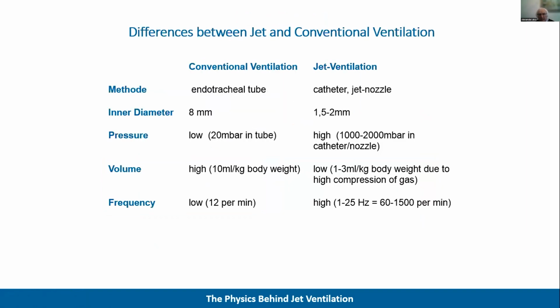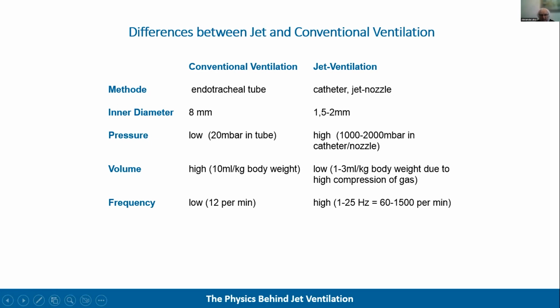Here you can see the differences between jet and conventional ventilation. On the left side is the conventional ventilation. We have an endotracheal tube. 8 millimeters is the diameter. The pressure is low, 20 millibars in the tube. The volume is high, 10 milliliter per kilogram body weight, and the frequency is low, 12 times per minute.